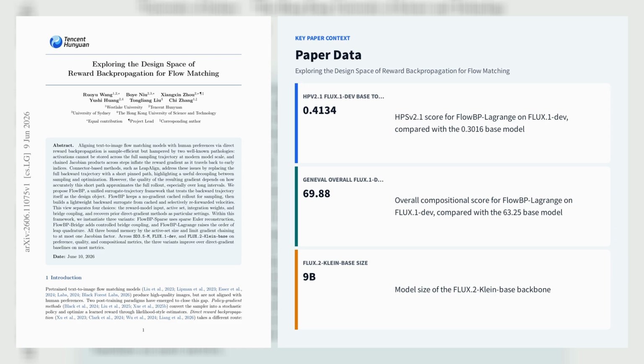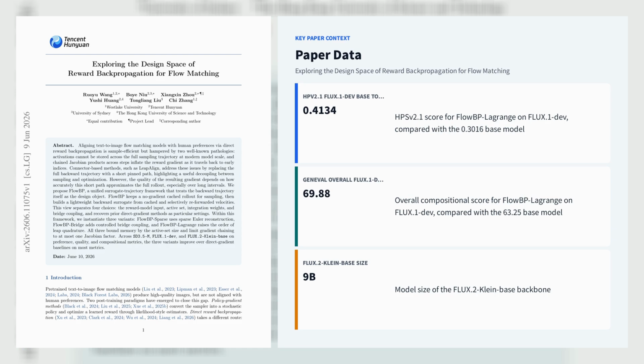The proposed FlowBP framework turns the backward trajectory into a surrogate design problem, separating reward model input, active set selection, integration weights, and bridge coupling, and it recovers ReFL, DRaFT-LV, DRTune, and LeapAlign as special cases. 3 new variants are introduced. FlowBP Sparse reconstructs the endpoint with sparse Euler updates. FlowBP Bridge adds a controlled 1 Jacobian bridge, and FlowBP Lagrange replaces LeapAlign's single velocity leap with higher order Lagrange quadrature.